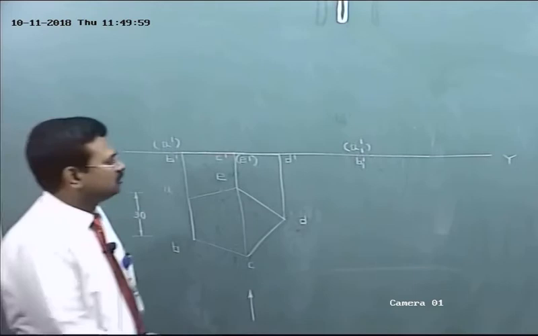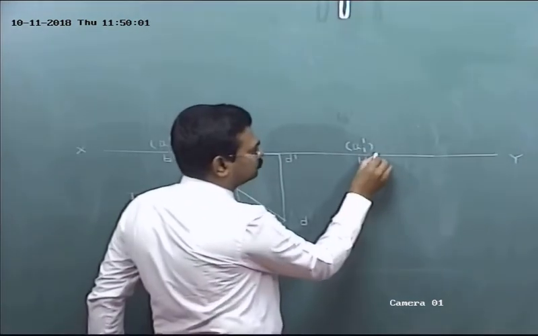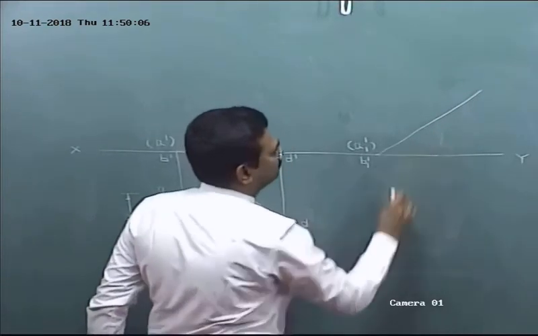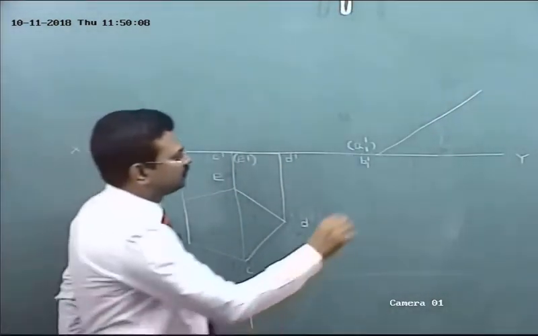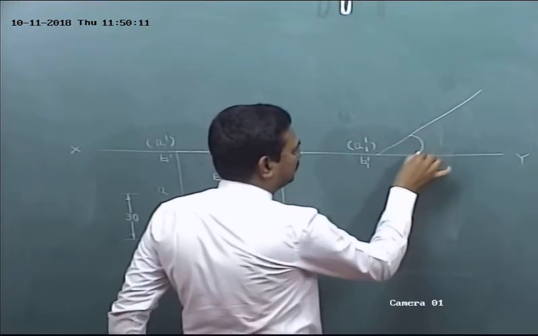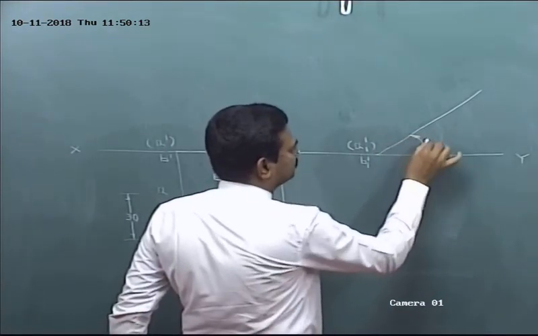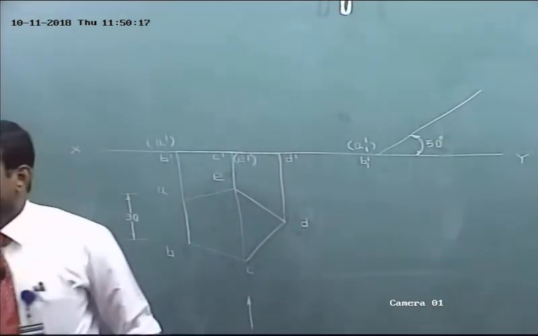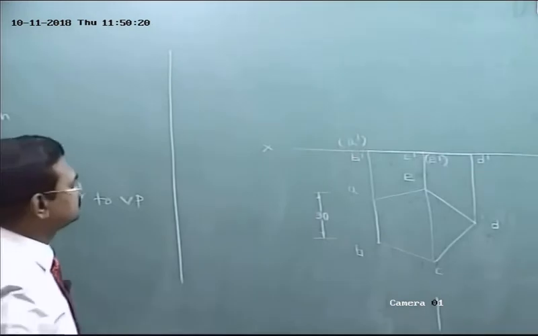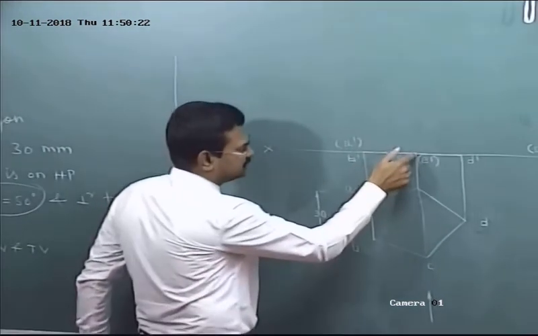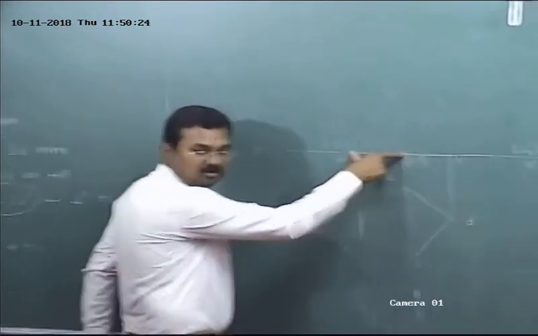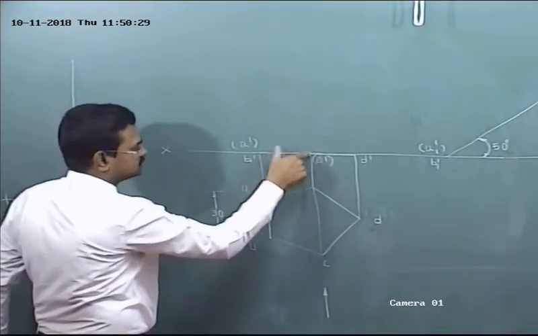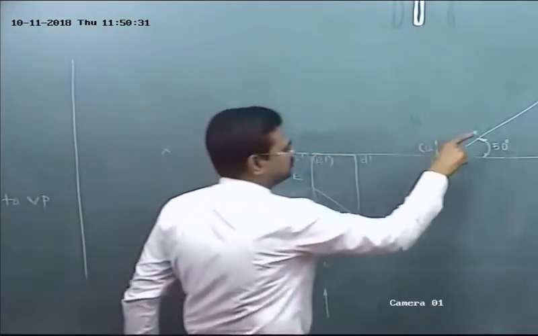From the reference point through the marked angle, draw a line at 50 degrees. What is the angle? Theta is 50 degrees. Next, by using compass or divider, measure the distance of C dash from A dash and transfer it here. Are you able to follow me?